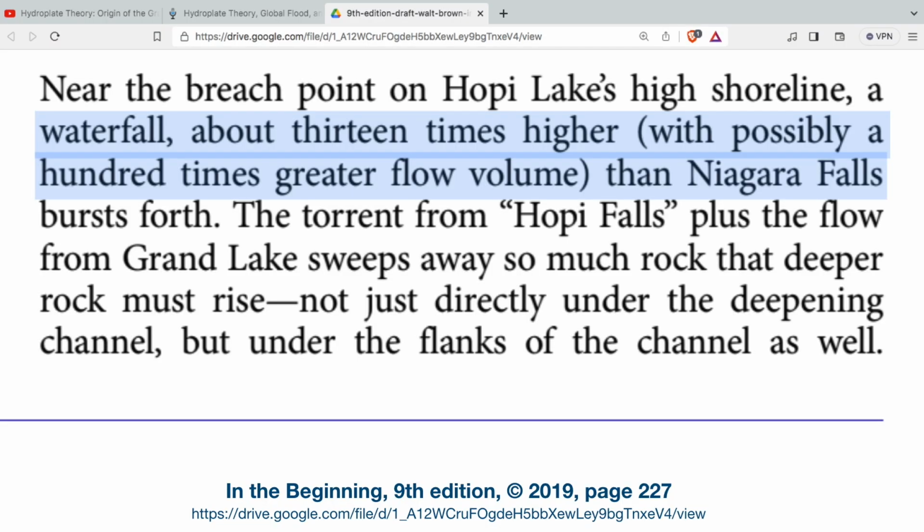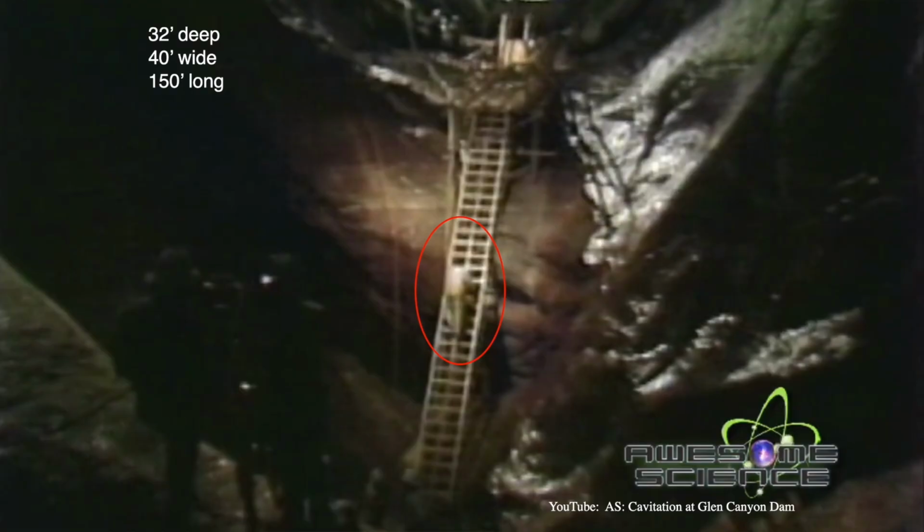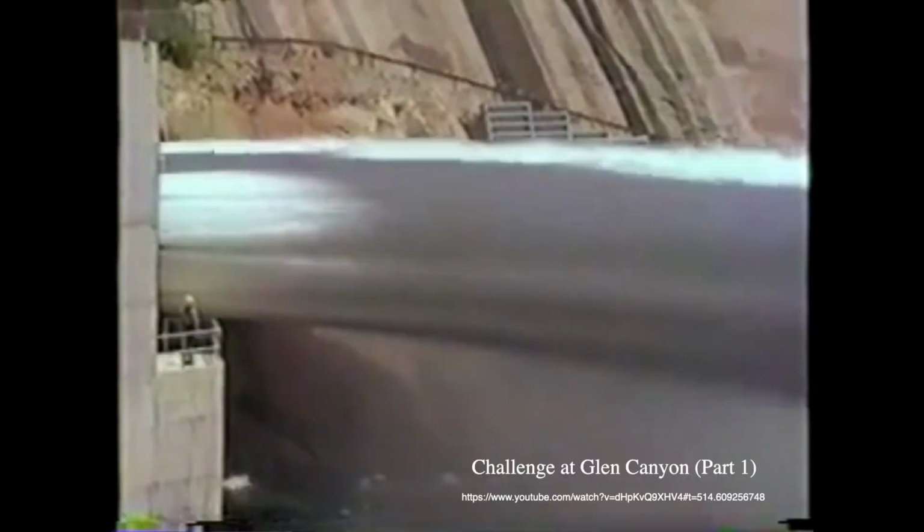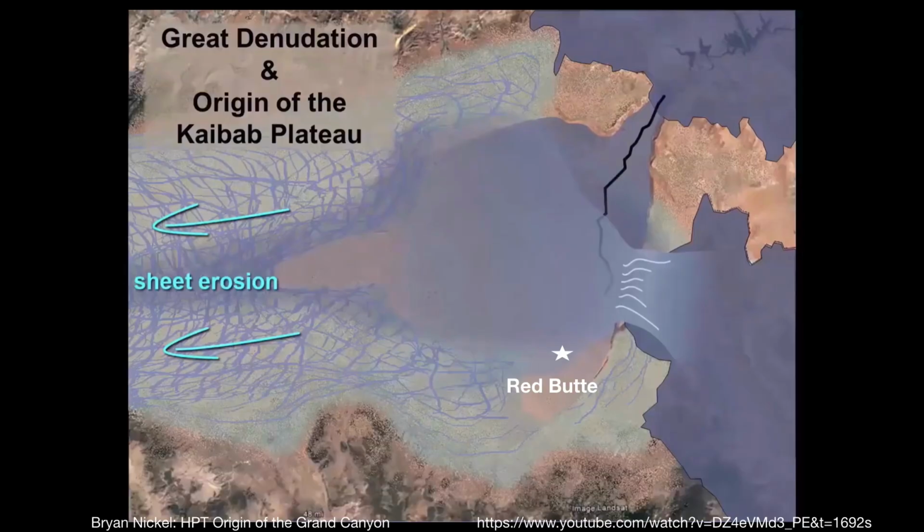And Walt Brown says the waterfall coming out of Hopi Lake was about 13 times higher with possibly 100 times greater flow volume than Niagara Falls. So incredible, and what fast-moving water can do is tremendous damage. Just search the Glen Canyon Dam thing. I didn't have time to put that in here. But anyhow, so now it just sheet erodes everything.